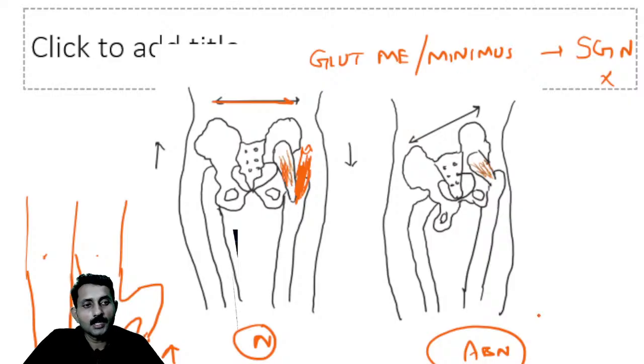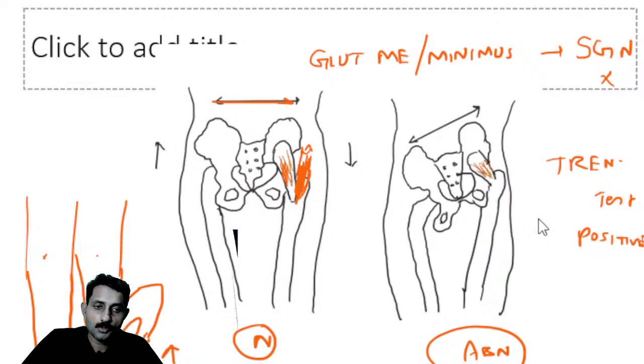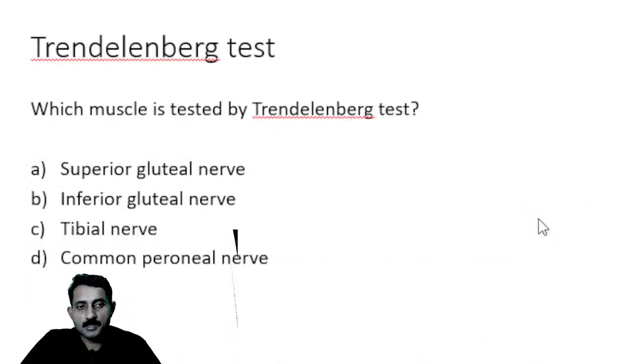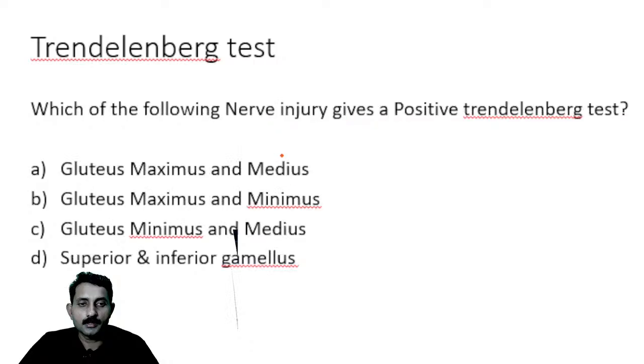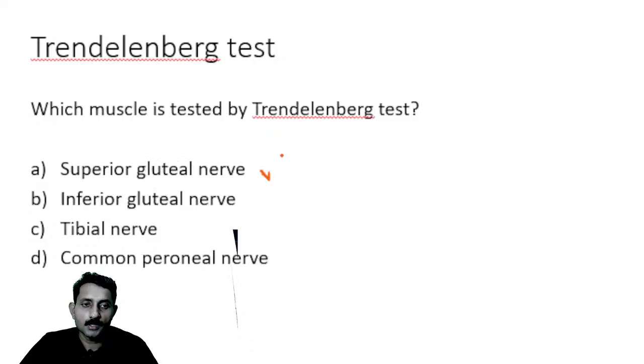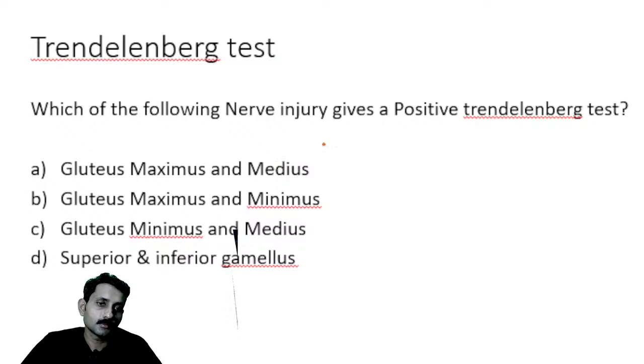This test is called what? Trendelenburg test positive. The Trendelenburg test is positive. Okay, positive means paralysis is there. Negative means there is no paralysis. Which nerve is tested? It is the superior gluteal nerve palsy that is tested. Which nerve is tested? That is the nerve. And what is the muscle? Gluteus medius and minimus is the answer.